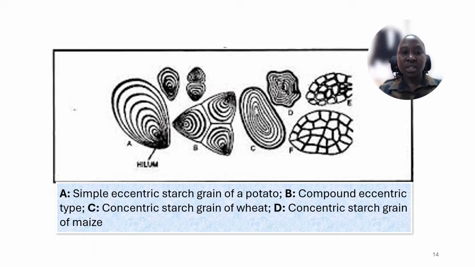And these are just, for example, here in A, we have a simple eccentric starch in potato. And here we have eccentric type of starch, but they are compound. They occur together. And here we have a concentric or eccentric starch of wheat. And here we have eccentric starch of maize. So those are the grains. These are just line drawings, but this is what we expect to see under the microscope.